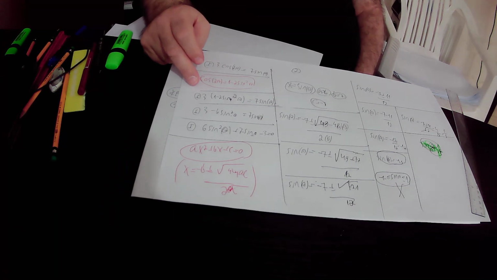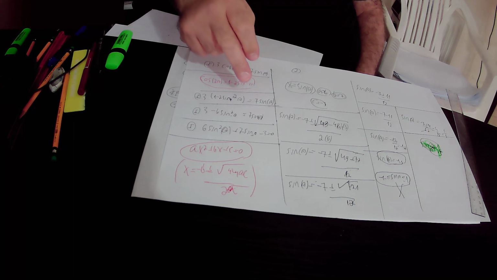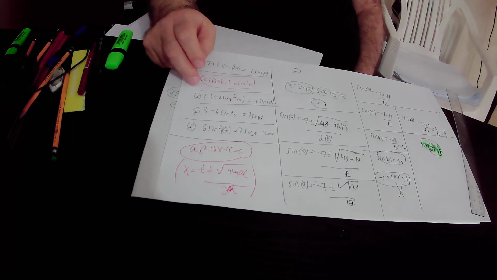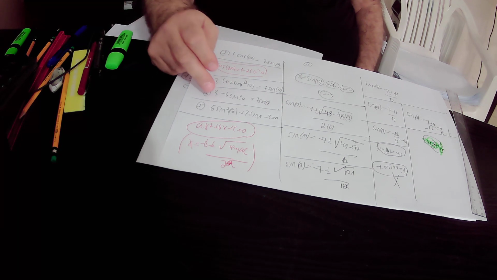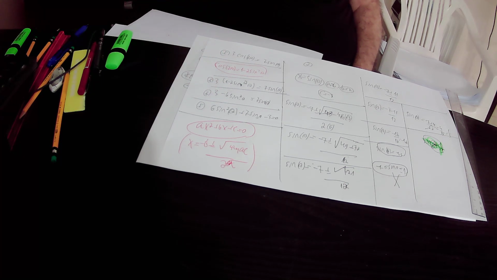We open the brackets on this side of equation number 1, and we got 3 times 1 is 3, and 3 times minus 2 sine squared theta equals minus 6 sine squared theta, which equals 7 sine theta. Here we added 6 sine squared theta and subtracted 3 from the equation, and we got 6 times sine squared theta plus 7 times sine theta minus 3 equals 0. So we have here a quadratic equation where sine theta is the missing variable.